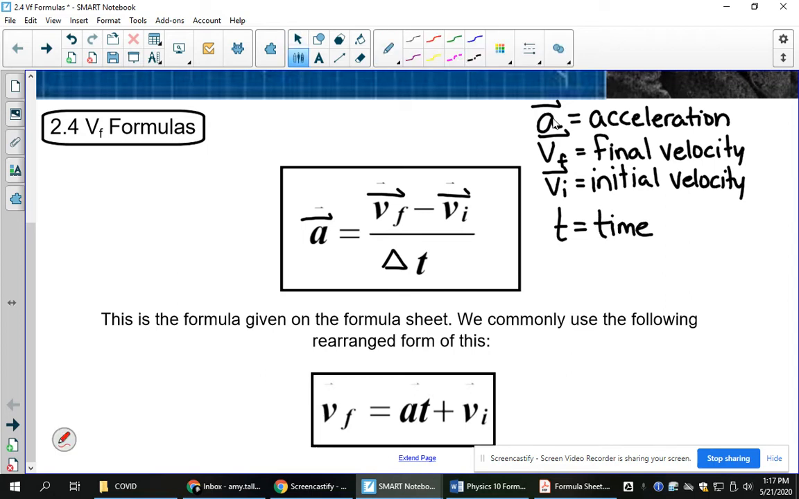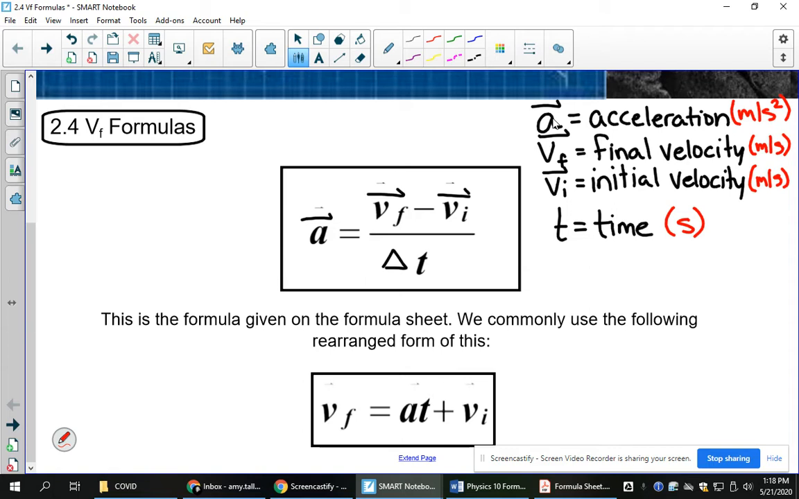So let's go through and make sure we know the units for all of these. Let's start at the bottom because that's the easy one. Time, the base unit in physics is seconds. Velocities are both measured in meters per second. And if you take meters per second and divide by seconds, you get the units for acceleration. Meters per second or meters per second squared.